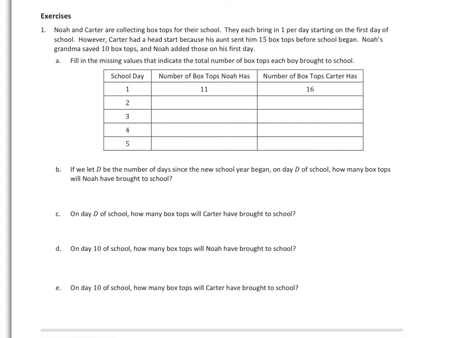So, this is telling us that Carter had saved 15 before school. Noah's grandma saved 10, and then they each brought one that first day of school. So on the first day of school, Noah has 11 box tops and Carter has 16 box tops. So we know that it says they each bring in one per day. So it says fill in the missing value.